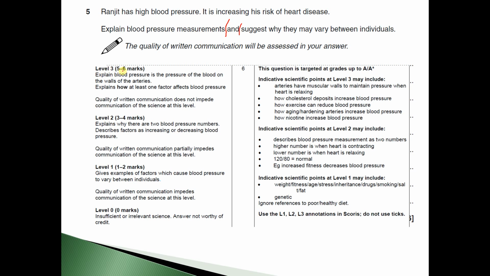For level 3, which is the closest to 4 marks now, 5 or 6, explain that blood pressure is the pressure of the blood on the walls of the arteries, which is what's going to get you your 6, and explain how one factor or more affects blood pressure. So, for example, why exercise reduces blood pressure, or how cholesterol deposits increase blood pressure by making the arteries thinner. If you're not sure about any of these, BBC Bitesize and your notes will be a good place to have a look. You can, as always, draw little diagrams to help explain your answer if you think that would help.